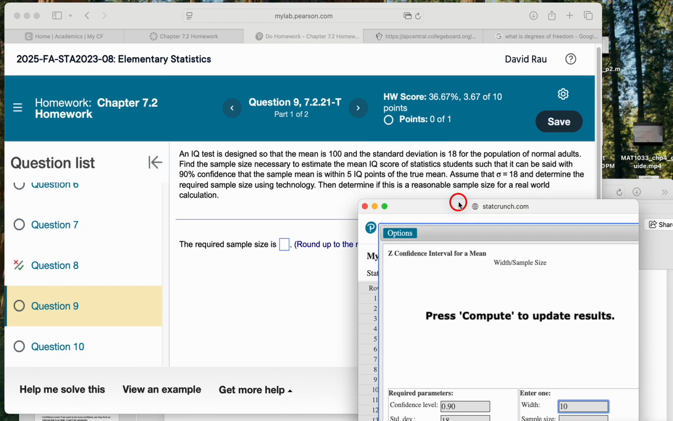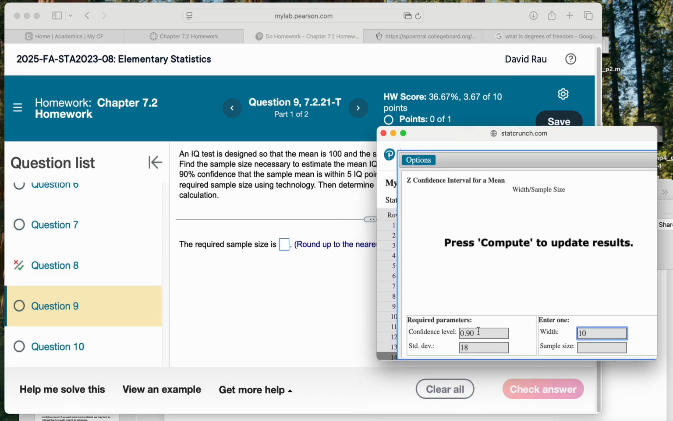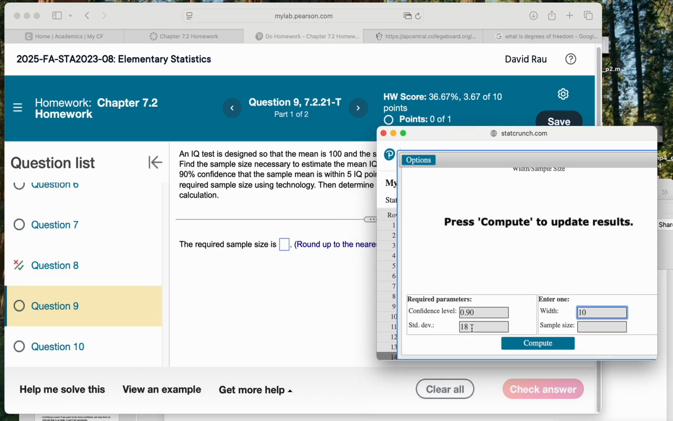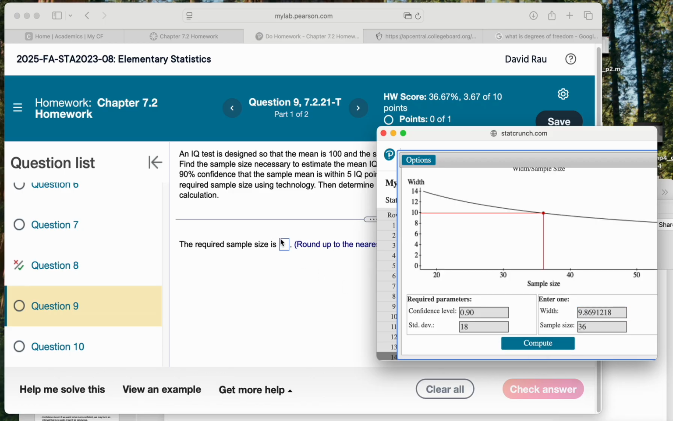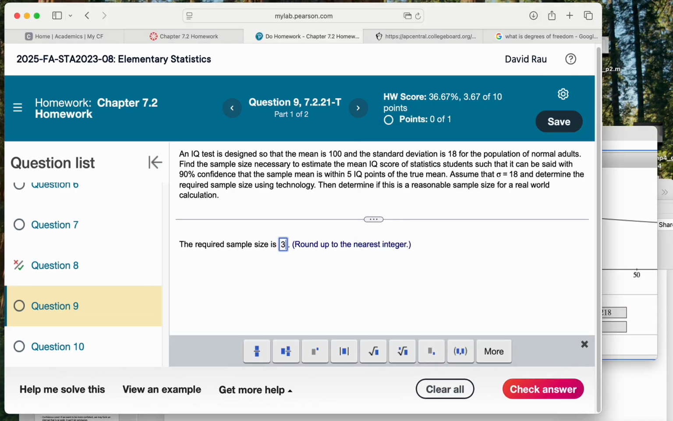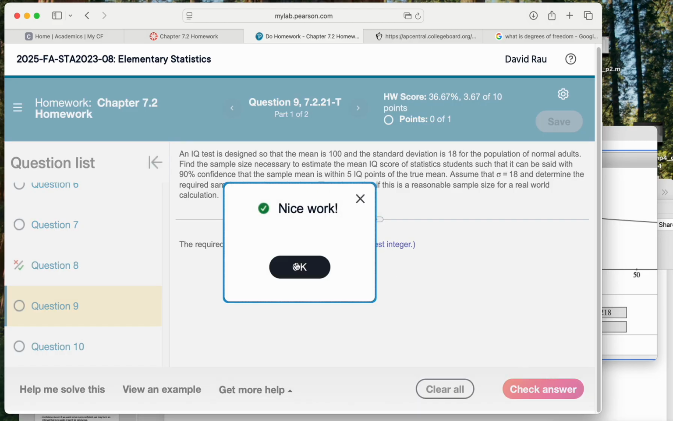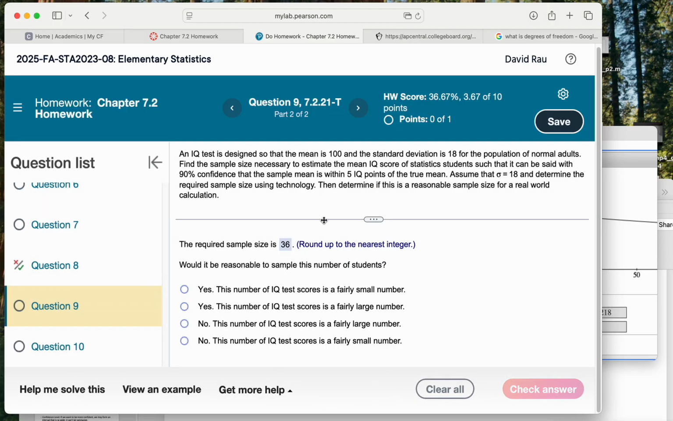So, there we go. I wanted 90% confidence. I was told that I could trust using a standard deviation of 18, and the width is 10, and so my sample size is 36. Again, I think it works if you use the t-value also, but there we go.